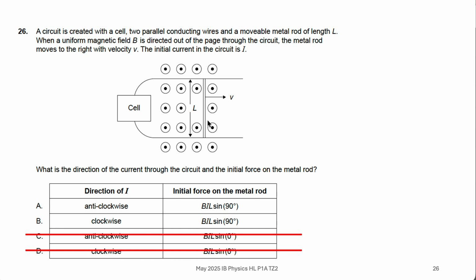We're then left with BIL sine theta. That makes sense, okay, because we've got right-angled vectors oriented at a right angle. However, we don't know the direction. We don't know if we're going up or down. This is where, again, we need to apply our left-hand rule.